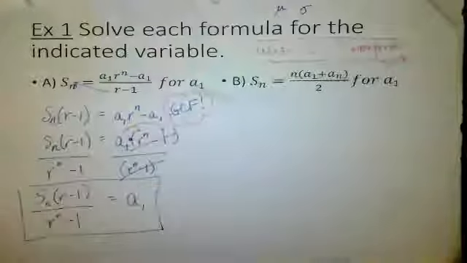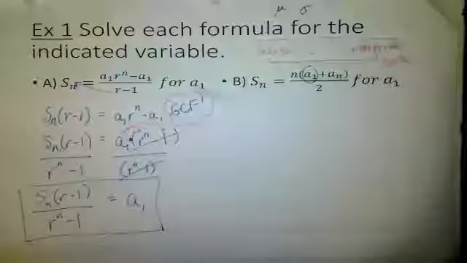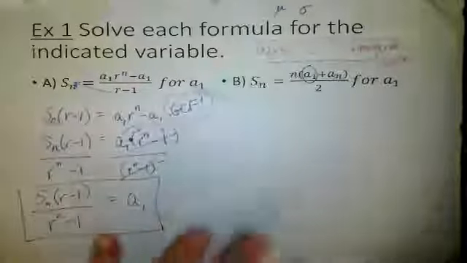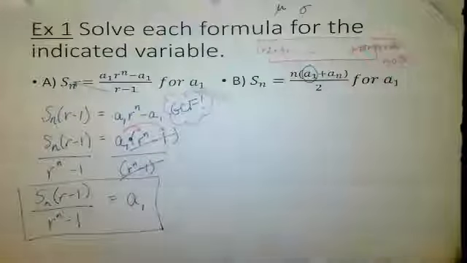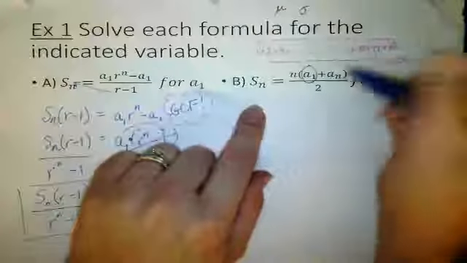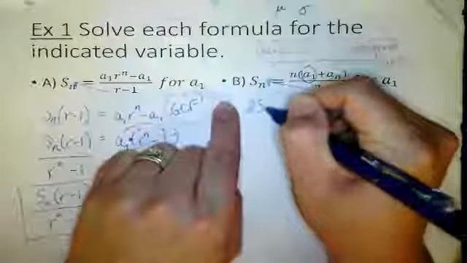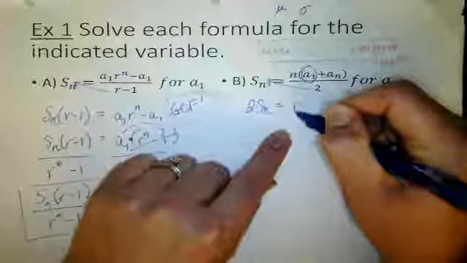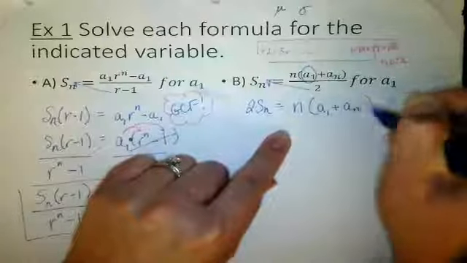Okay. We want to try and isolate A sub 1. That was a 3-minute digression, I think. All right. And so we're trying to move away everything around it to get it by itself. What do you want to do first? Times by 2. Very good. So we have 2 times S sub n equals n times the quantity A sub 1 plus A sub n.